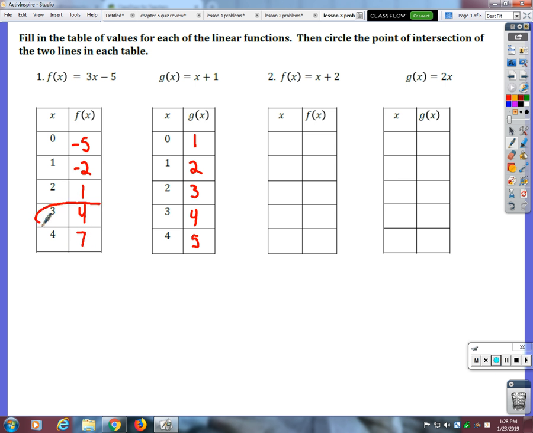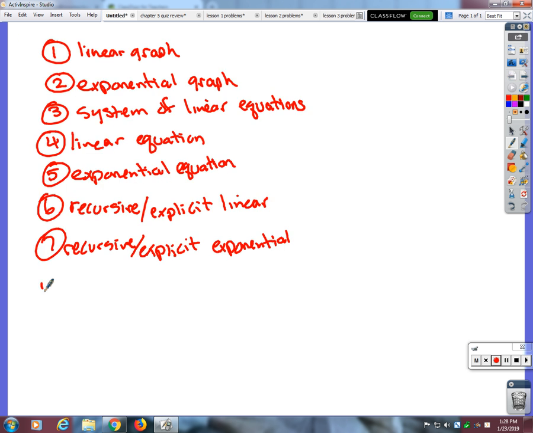All right, and then where they would intersect would be where the two numbers are the same. Yeah, exactly. So we've done the intersection basically algebraically on a table and then also on a graph. So now we're up to 8.